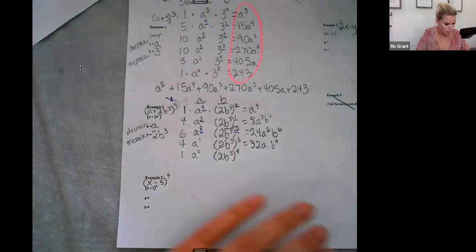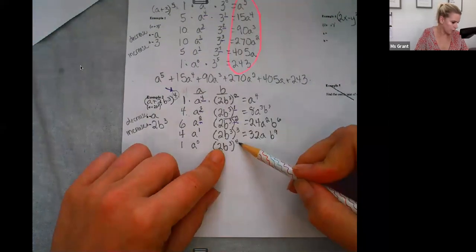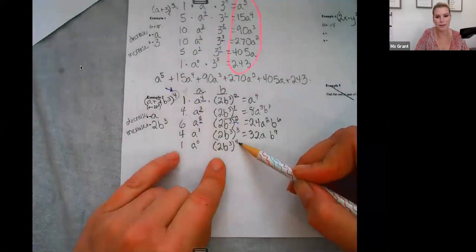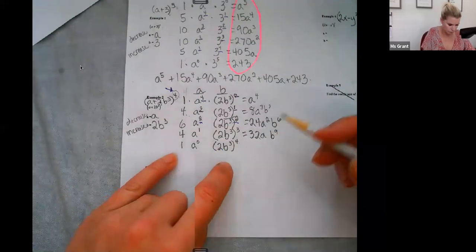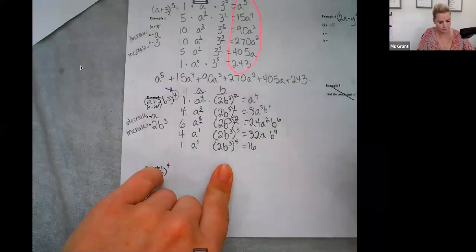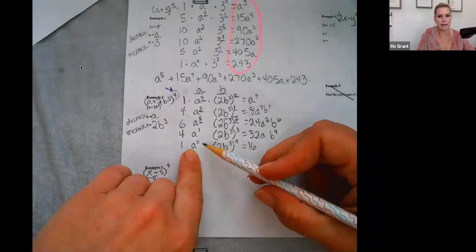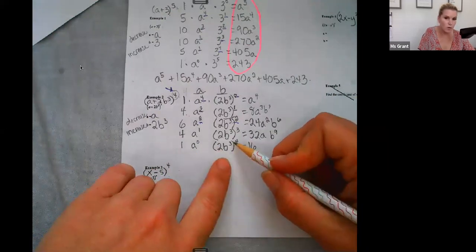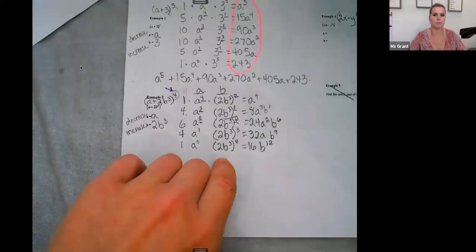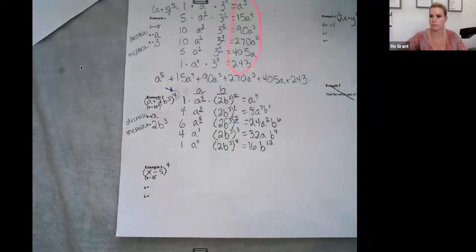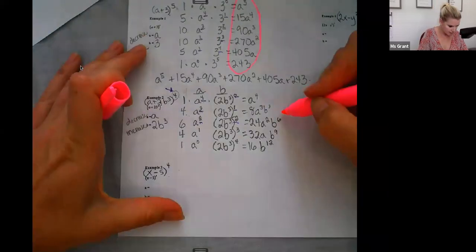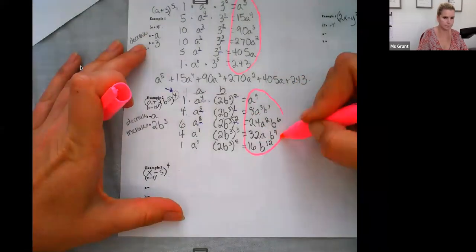Lastly, 2 to the 4th, 16 times 1. My coefficient is 16. A to the nothing, don't worry about it. b to the 3 times 4, b to the 12th. And this is my polynomial.